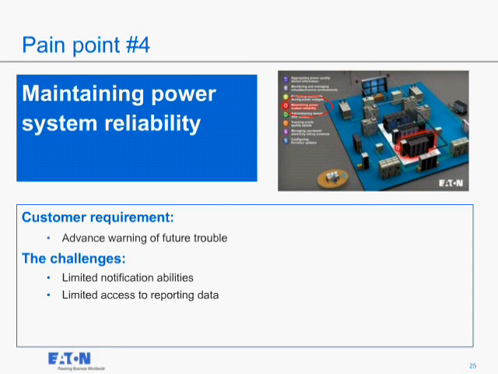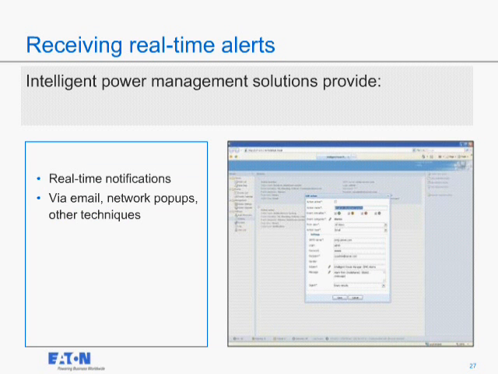One of the big customer requirements that plays into this is looking for advance warning of future trouble in your power system reliability. Some of the challenges that you're running into out there is limited notification ability and limited access to reporting data. So again, what you should be looking for in today's intelligent power management solutions that wrap around all of these products is certainly real-time notifications via whatever mode of communication best suits your particular environment, whether that's email, network pop-ups, old school pager alerts, whatever it might be.